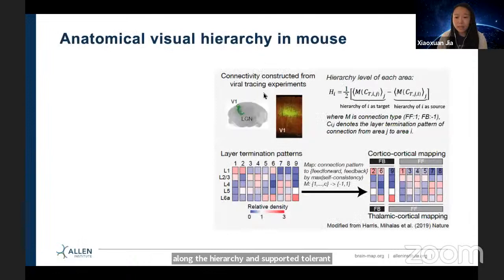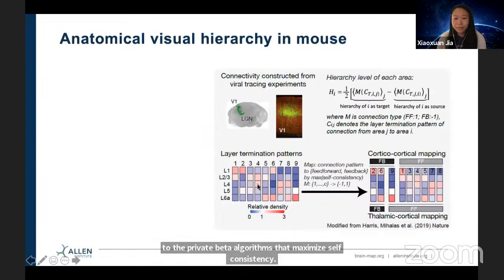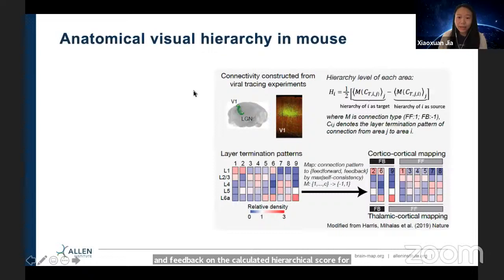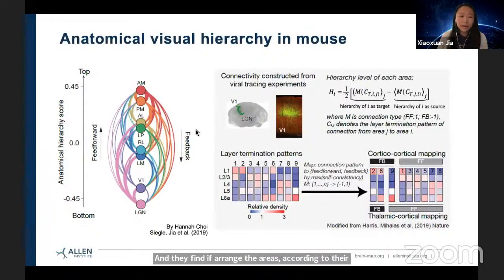A recent large-scale anatomical tracing experiment in mouse also revealed a hierarchical organization similar to the primate. With an algorithm that maximized self-consistency, they assigned different laminar patterns to either feedforward or feedback, and calculated a hierarchical score for each visual area. They found that if you arrange the areas according to their anatomical hierarchy score, there is a hierarchical organization in the mouse visual areas. On the left, I'm showing two subcortical areas and six cortical areas involved in visual processing, arranged according to their anatomical hierarchy score. As you can see, thalamic nucleus LGN sits at the bottom of the hierarchy, followed by primary visual cortex V1, and cortical areas AM and PM are at the top of the hierarchy.